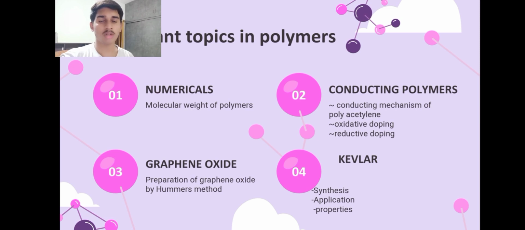And the third thing is the most important part of examination. It is an expected question from VTU examination, preparation of graphene oxide by Hummers' method. And the fourth topic is a very small topic, but it's very important from the examination point of view. Kevlar, its synthesis, properties, and applications. So let's start.